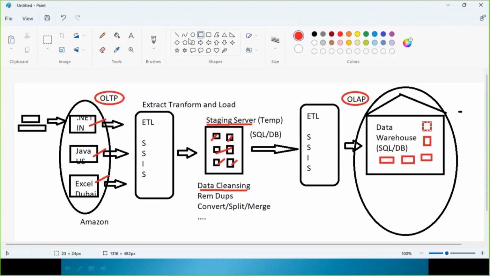Whenever you buy a product, for example, today I connected to Amazon.com and bought a product, some data will come. Like that, many people are connecting today and buying and buying. All the data, payment links, product descriptions, all the data will come. So OLTP means where you have fresh data.